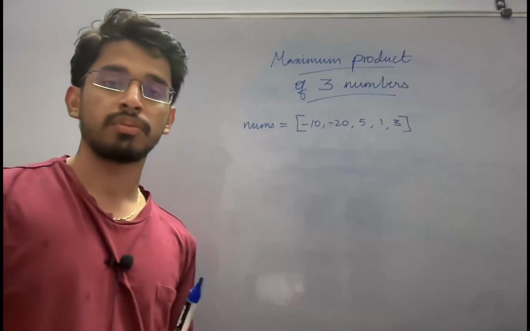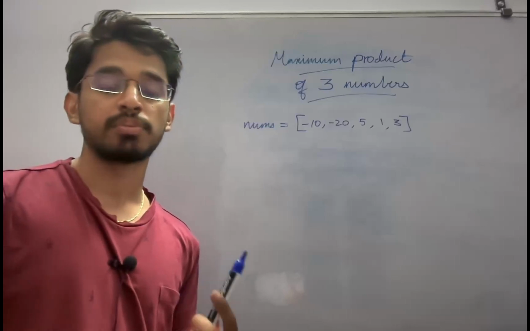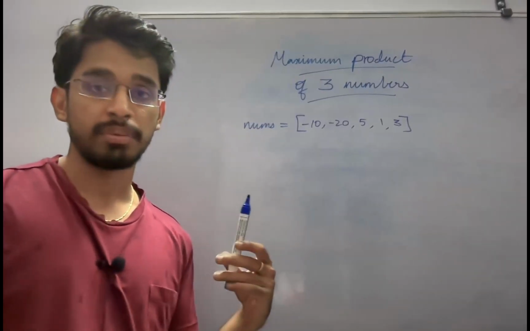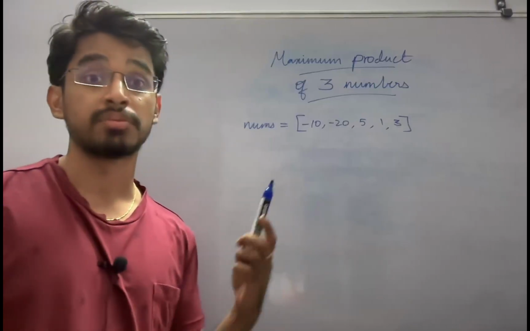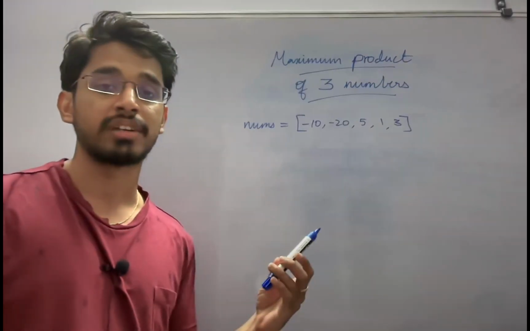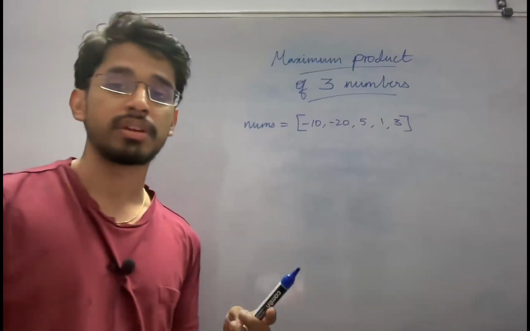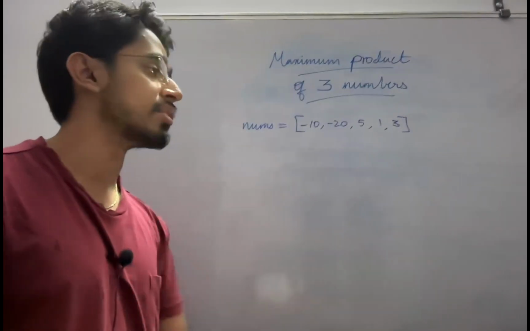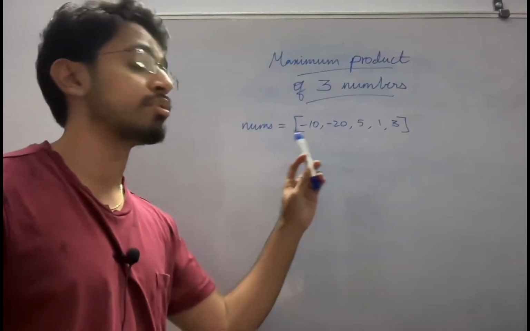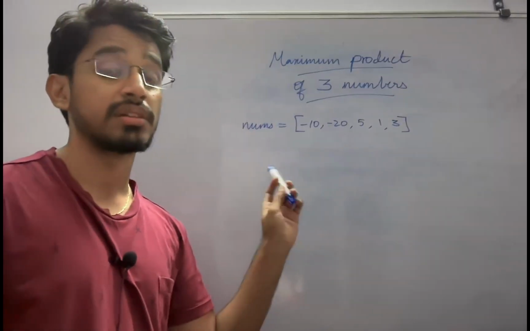So this is a problem where we need to calculate the maximum product of three numbers. Okay, so you should also keep in mind that minus into minus becomes plus, right? So that also we need to counter. So this is a quite challenging and an interesting problem to solve. So this is a given set of numbers where we need to calculate three numbers within this array that would give us the maximum result, that maximum number.